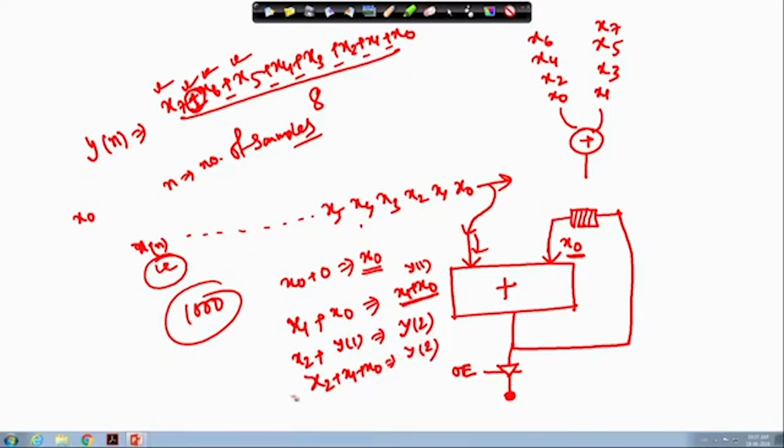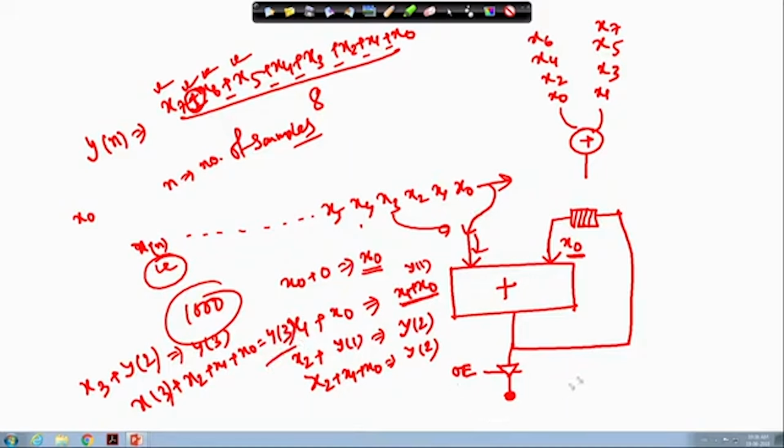Then in the next clock cycle, x3 will be available, and x3 will be added with y2. That equals y3, so x3 plus x2 plus x1 plus x0 equals y3. In this manner the loop will keep adding in each of the clocks.